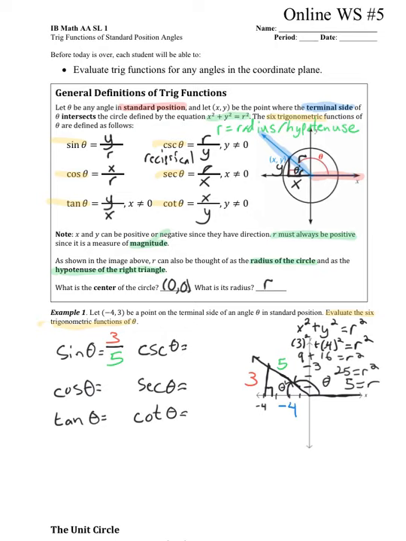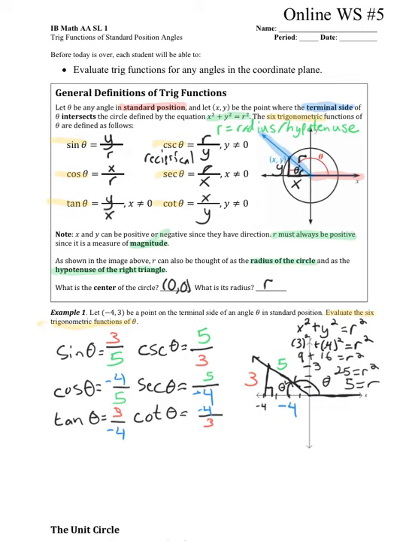And then that means cosine is going to be negative 4 over 5. And tangent, the last one, y over x, so it's going to be 3 over negative 4. Then to find the reciprocal trig functions, we simply flip each one over. So for cosecant, we're going to have 5/3. Secant, we're going to have 5 over negative 4. And cotangent, we're going to get negative 4/3.